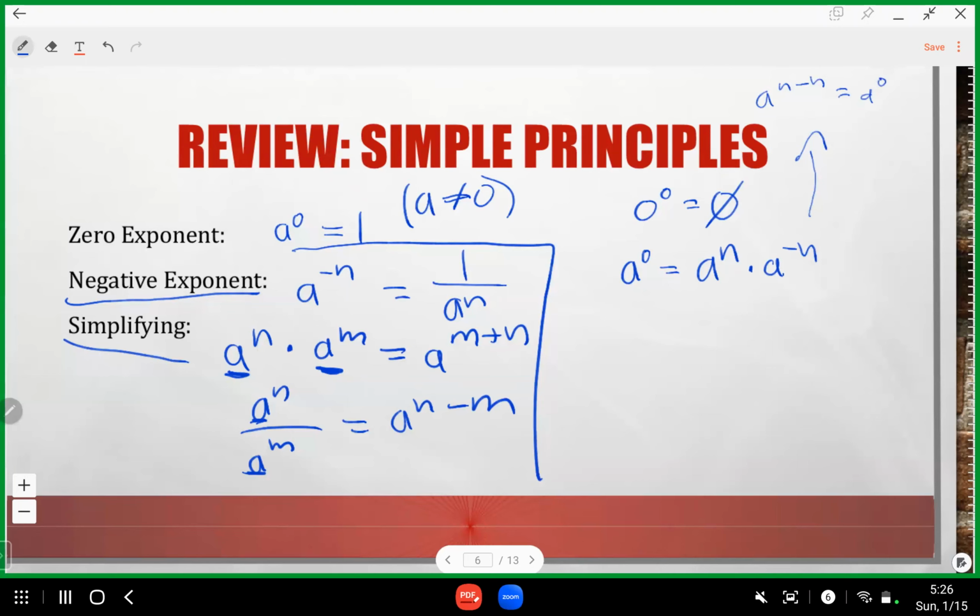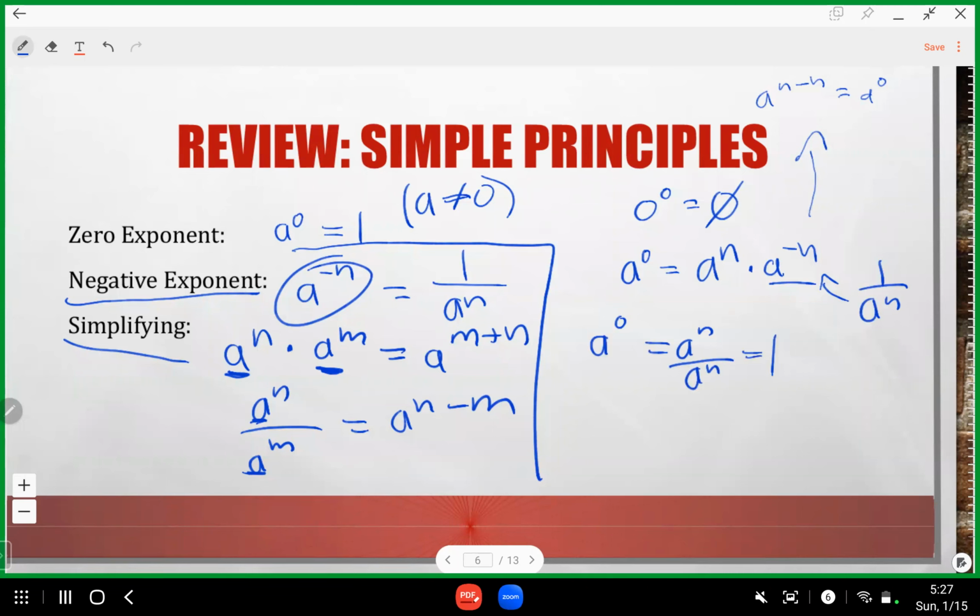Now, with that being said, we can look at this negative exponent here, and we can see that you just take the reciprocal, right? Because this is just 1 over a to the n. So a to the 0 is equal to a to the n over a to the n. Something divided by the same thing is just going to be 1, right? Since they're not 0, okay?